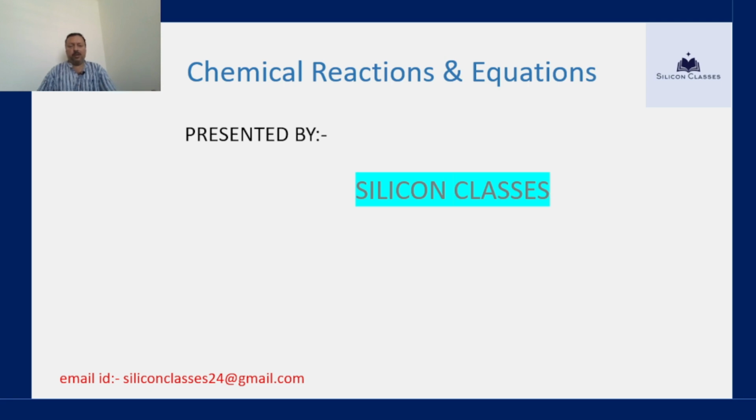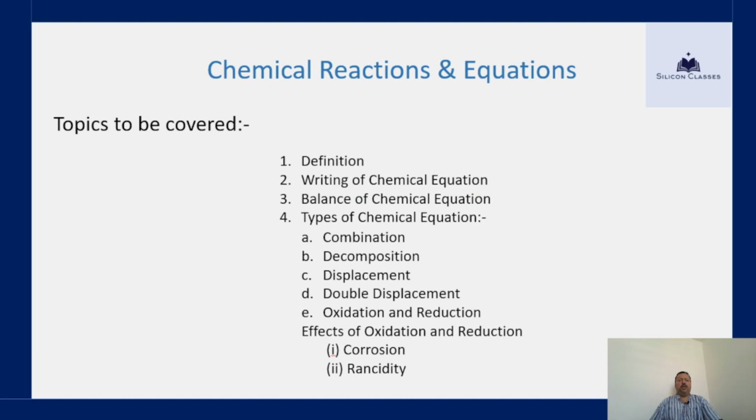So now we'll start the topic of chemical reaction and equation. Here the topics to be covered: number 1, definition; number 2, writing of chemical equation; number 3, balance of chemical equation; number 4, types of chemical equation. There are mainly 5 types of chemical equation: A, combination; B, decomposition; C, displacement; D, double displacement; and E, oxidation and reduction.